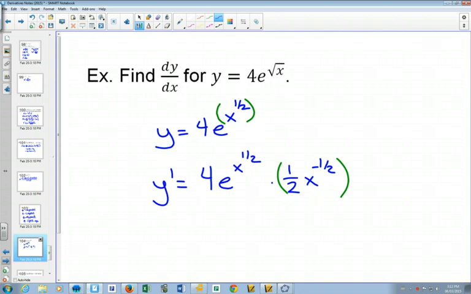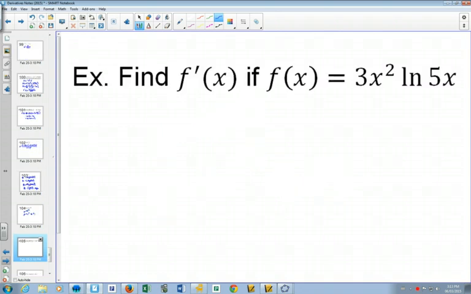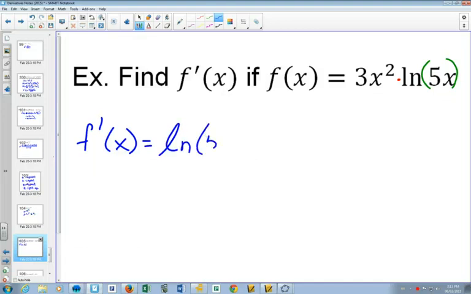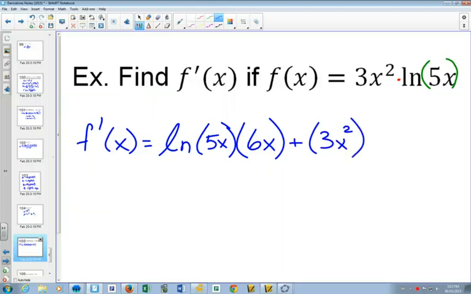And then the third one on this page. Okay, I'm going to put a dot here because we have two functions multiplied by each other. And keeping with the same color coding from last time, I'm going to put the 5x in brackets because it's a function inside of the natural log function. We're going to use our product rule. We're going to keep one the same times by the derivative of the other one plus keep the other one the same times by the derivative of the last one.